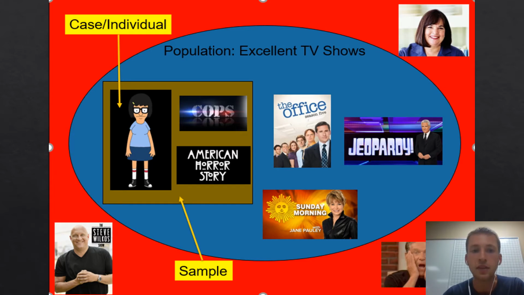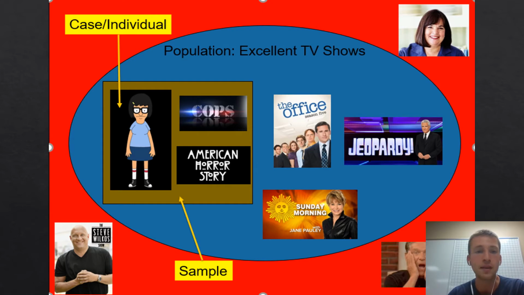Well, as you can see in this blue oval, we have all of the excellent TV shows that ever existed in that population, okay? Now, if we're studying all excellent TV shows, how realistic is it to look at the rating of every single TV show? Not very realistic. That would take quite a long time. So what we do instead is we take a sample, and it's in this kind of brownish colored rectangle. We're going to take a sample of excellent TV shows, look at their rating, and then infer about the entire population based on that sample.